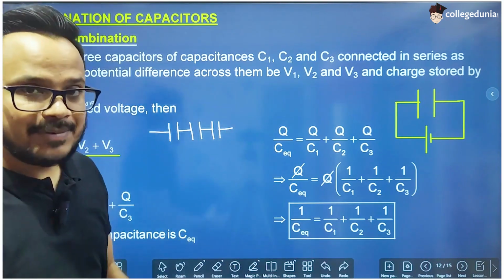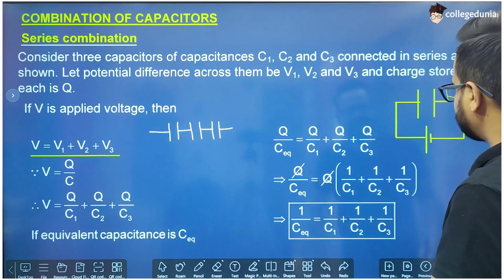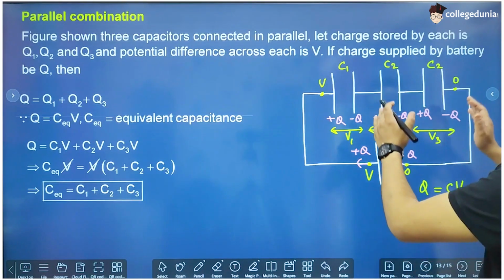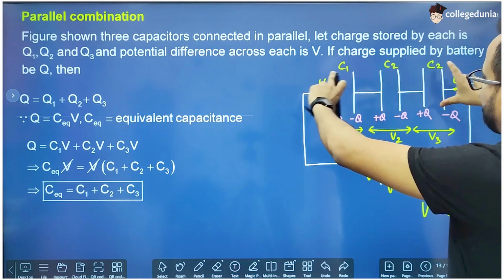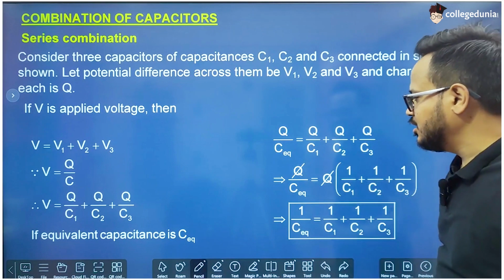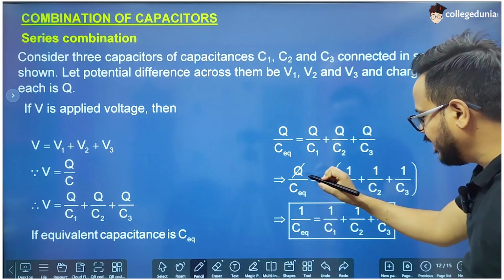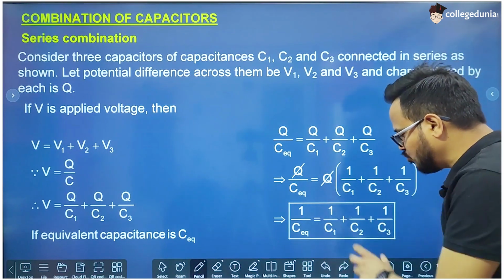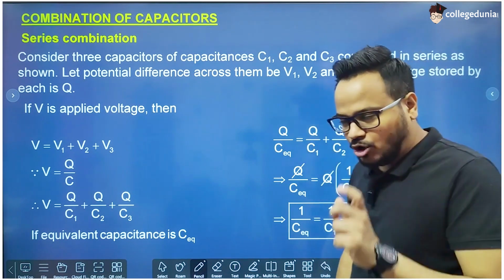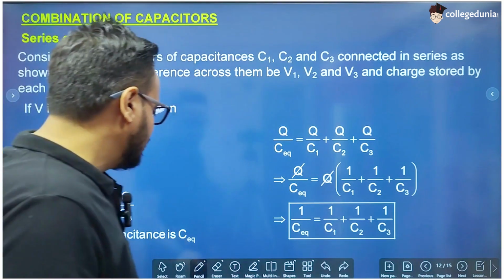So what will be the capacity of that capacitance? Obviously it is extracting the charge Q from the battery, and a single capacitor is placed in place of these three. So the potential difference between the plates of that capacitor is V. So we can write Q by C equivalent is Q by C1 plus Q by C2 plus Q by C3. Q is common, Q cancels with Q, so 1 upon C equivalent is 1 upon C1 plus 1 upon C2 plus 1 upon C3. So this is the formula to find equivalent capacitance when the capacitors are connected in series.